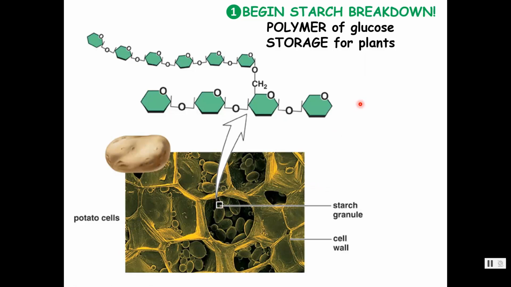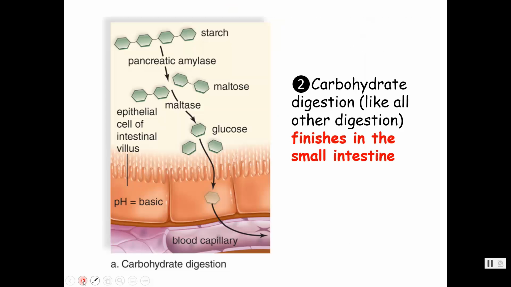So we're beginning our starch breakdown. Just a reminder that starch is plant storage. So pasta, rice, grains, breads are going to be high in starch. Vegetables are often high in starch, so potatoes. It's a very large molecule, and so amylase is going to start breaking off those glucose units for us.